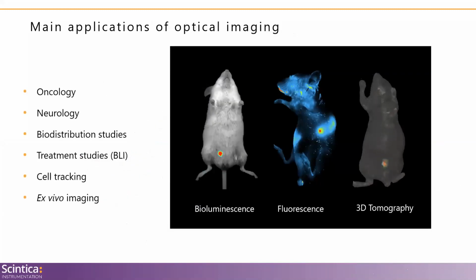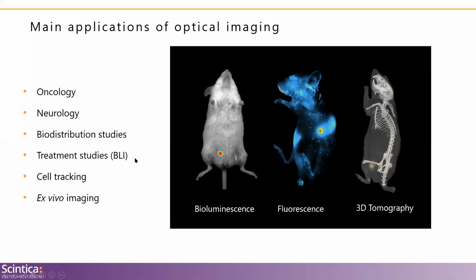Okay, so as I mentioned, there are a wide variety of applications for optical imaging. It really can be applied to almost any study. I would say the most common are oncology, neuro, biodistribution studies because you're getting that whole body visualization, treatment studies specifically for bioluminescence, cell tracking, and then also ex vivo imaging.